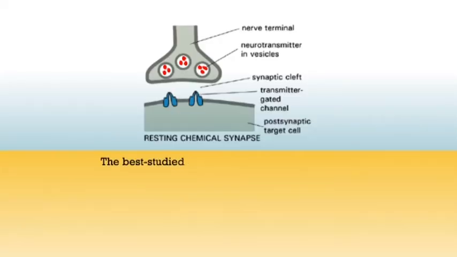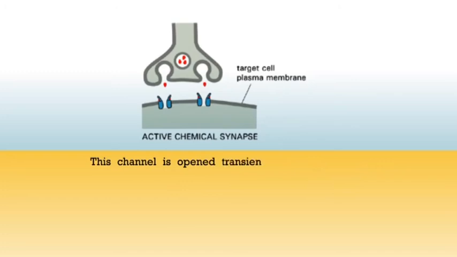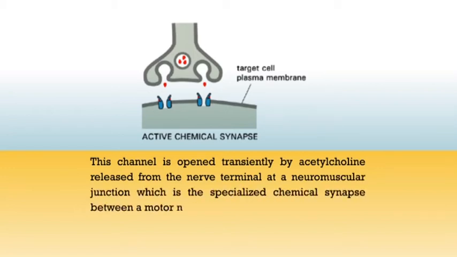The best studied example of a transmitter-gated ion channel is the acetylcholine receptor of skeletal muscle cells. This channel is opened transiently by acetylcholine released from the nerve terminal at a neuromuscular junction, which is a specialized chemical synapse between a motor neuron and a skeletal muscle cell.